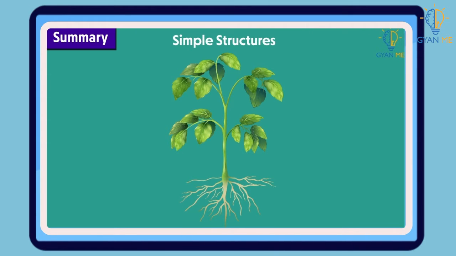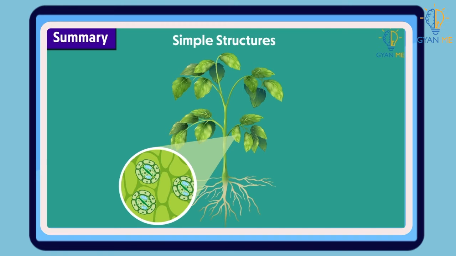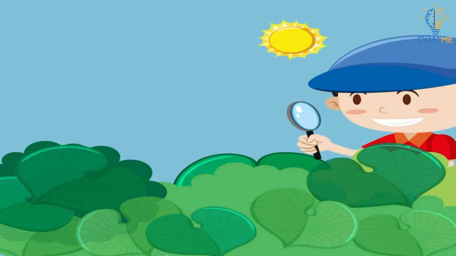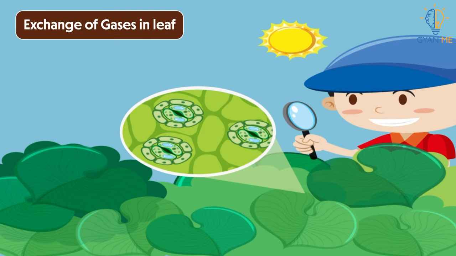Leaves have special structures called stomata. Stems have special cells called lenticels, or they have specialized outer surfaces. And roots have root hairs where the exchange of gases takes place. So let us see all of them in detail today. Let's start with exchange of gases in leaves.